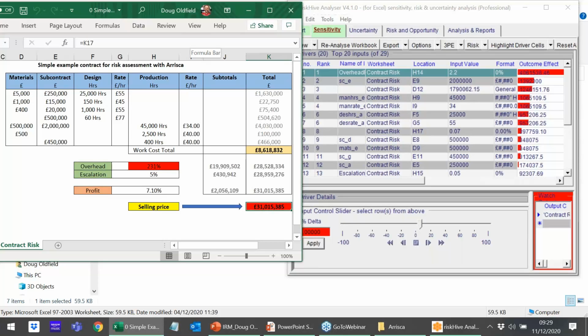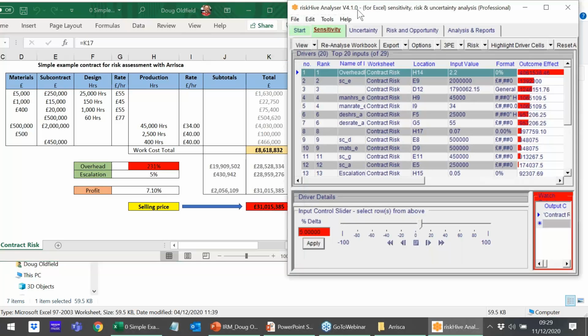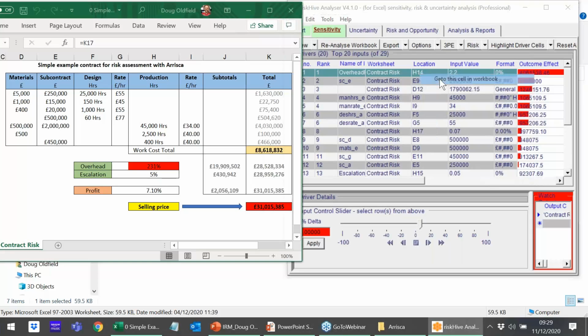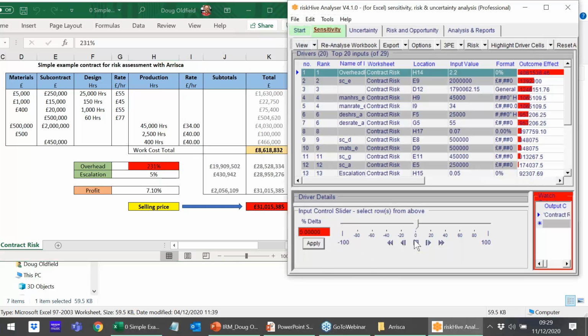For me then, the second thing to look at with sensitivity analysis is really about making sure that we also understand and audit our model to make sure that it's doing what we expect it to be doing. So if I right click here and go to this cell, I can see that my overhead rate has been highlighted as 231%. Let's put that back to 220, which was the original value down here.